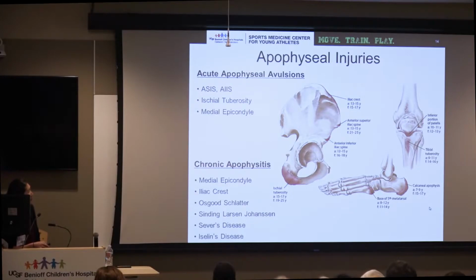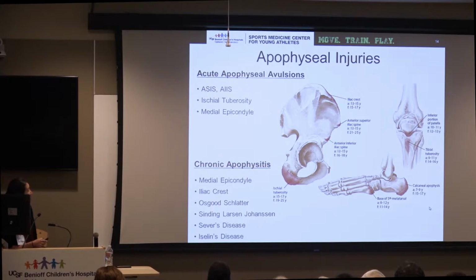So the apophyses are all over our body, right? And so when the residents rotate with me, we invariably get an injury that comes in with here, but here's the ASIS, the iliac crest, the AIIS. All of these apophyses come off of the pelvis, and then you've got the ones that come off of the knee and come off of the foot.